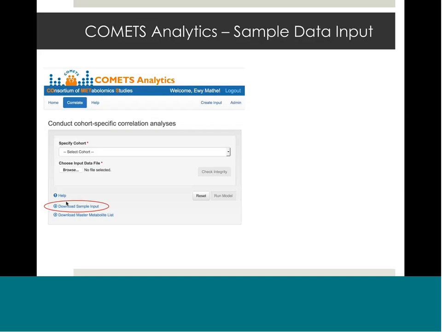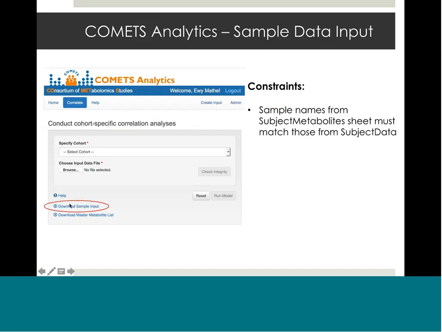There's an example sample data input, as Steve already pointed out. If you're at the front page, it's below here, just underneath the help. And of course, when putting this sheet together, there are some constraints that need to be thought of. First, if you have your subject metabolite sheet, which is the metabolite abundance sheet, and you have the meta information for the samples, the subject IDs that are used in the sample names and in the abundance sheet need to match.